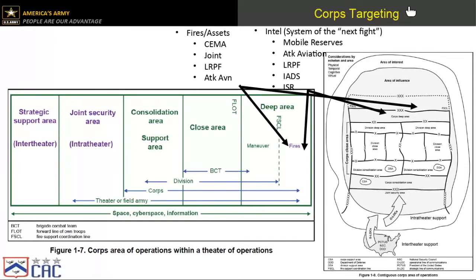Massing effects at decisive points across and within multiple domains. A Corps achieves mass by concentrating the effects of its combat power at the most advantageous places and times to produce decisive results. Massing is enabled by the other functions of the Corps in large-scale combat operations. The Corps shapes the deep area and maneuvers its task-organized subordinate formations into positions of advantage to enable the concentration of effects to achieve the most decisive results.